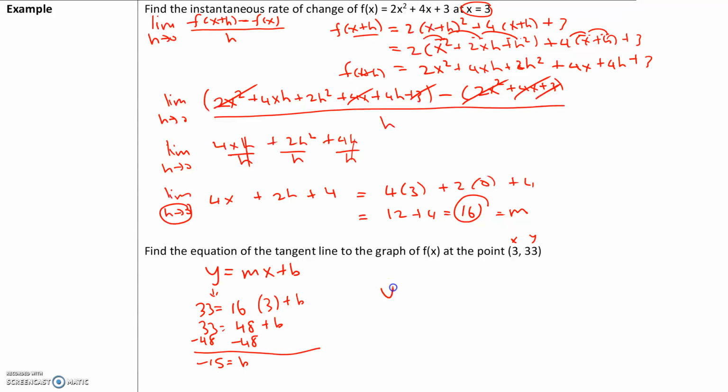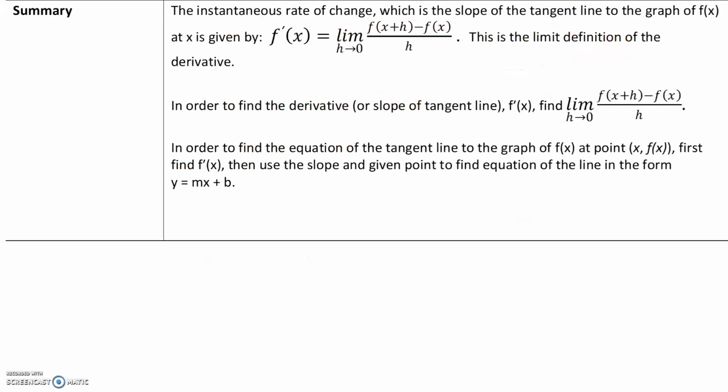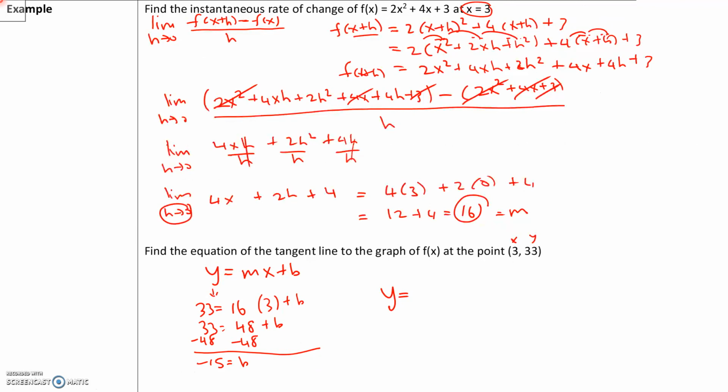So our equation of the tangent line at the point x equals 3 is y equals our slope, which is 16x, plus our y-intercept, which is negative 15.